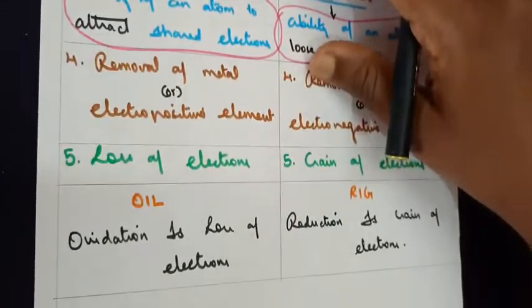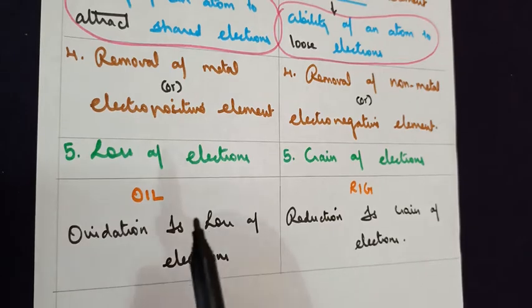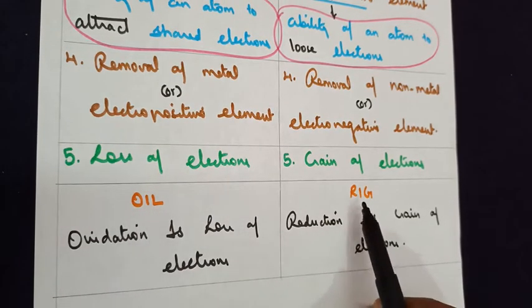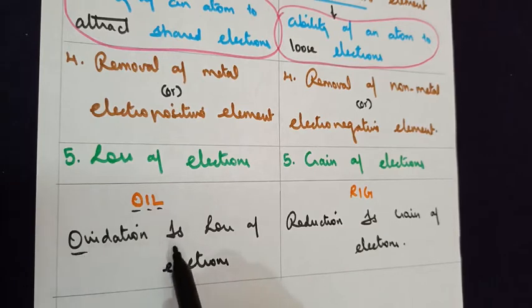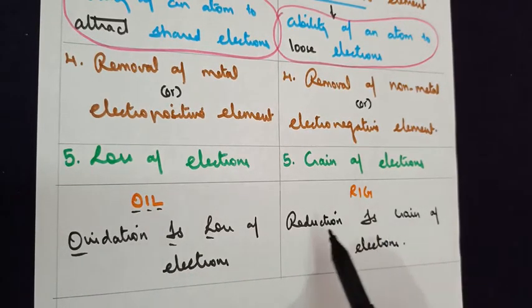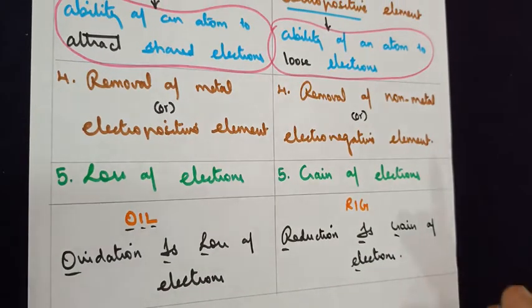Now the easy way of remembering, what my teacher taught, the same clue I am giving you. Oxidation, what will you remember? OIL. Reduction, what will you remember? RIG. OIL stands for oxidation; I have taken the first letters. Oxidation Is Loss of electron. RIG stands for reduction: Reduction Is Gain of electrons. I hope the concept is clear.